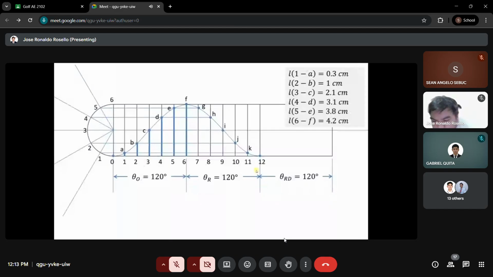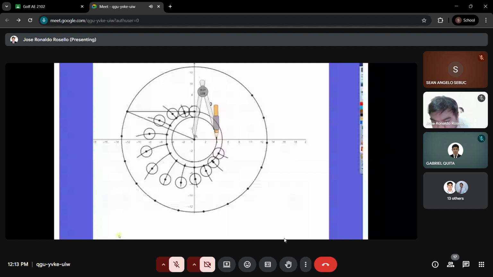So first we have to draw the base circle, which is of 4 centimeter. So minimum radius of the cam is given as 4 centimeter. So we have taken a radius of 4 centimeter, and then we have drawn base circle or minimum radius circle of the cam.